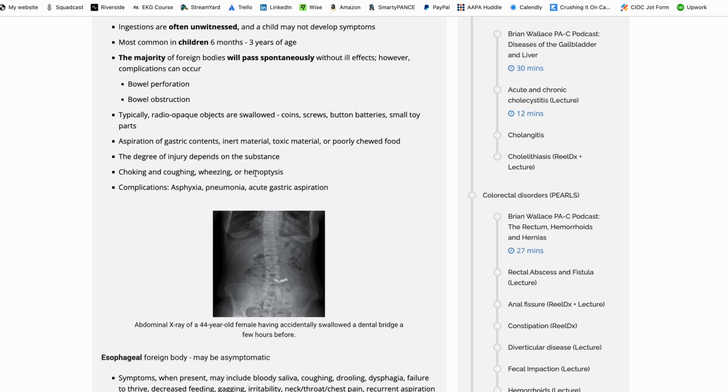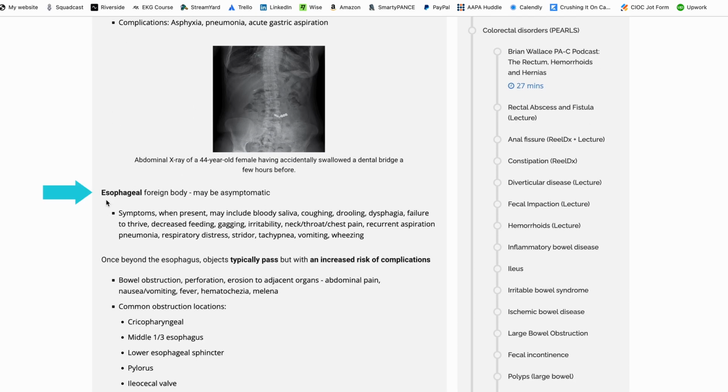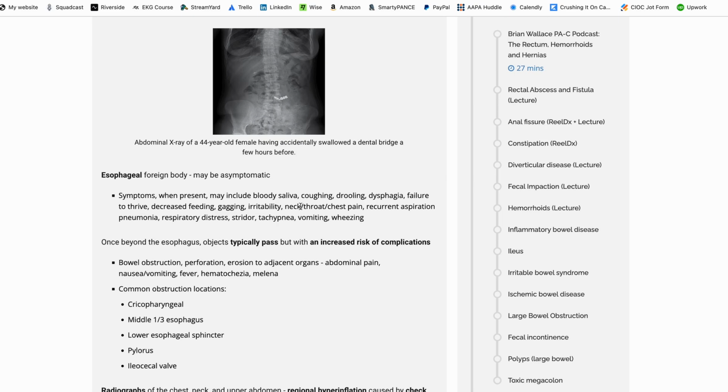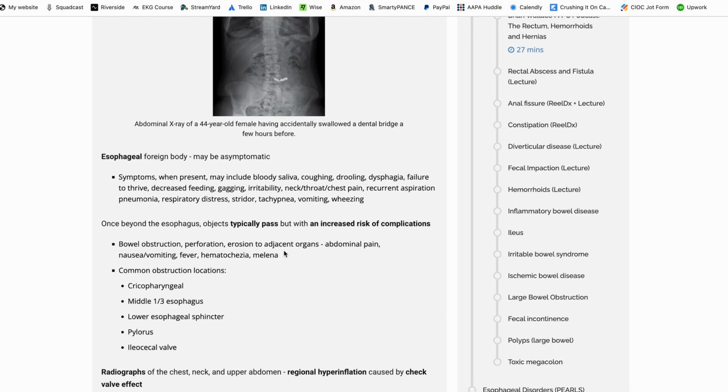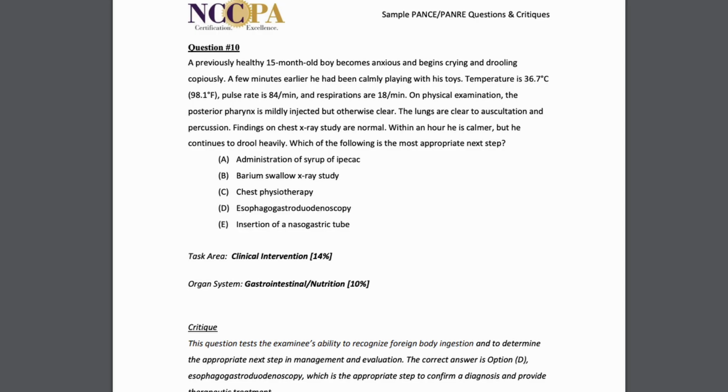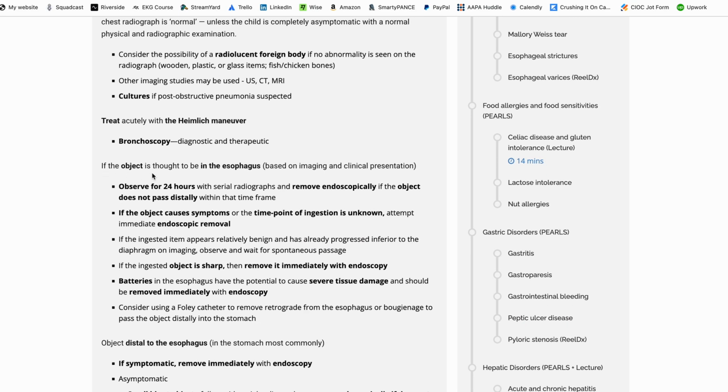When we come down here to esophageal foreign body, remember we were clued in that it had something to do with the esophagus or lower because of the answer choices. So here it says symptoms may be present, that may include bloody saliva, coughing, drooling, dysphagia, those kinds of things. So we've got that drooling that matches our scenario. Once it passes the esophagus, it typically passes, but there is an increased risk of complications. Remember, the question was which of the following is the appropriate next step? So we're looking for next steps. Here's bronchoscopy, but we've already said that we don't think it's been inhaled, we think it's been swallowed.